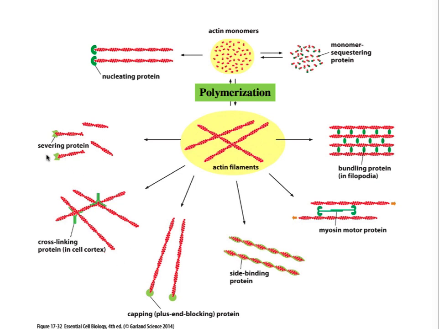We also have severing proteins. These are like enzymes that cut the actin filaments at their longitudinal length, as well as capping proteins which prevent the further elongation of the positive end of the actin fiber. And also we have side binding proteins that bind to the side of the actin filaments. Again, we'll see that in the case of skeletal muscles.